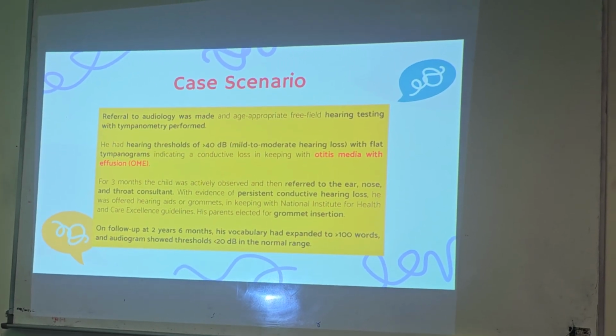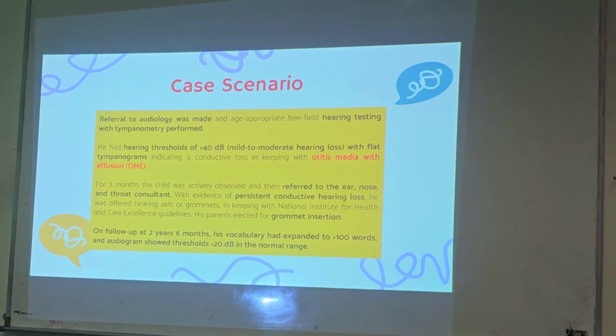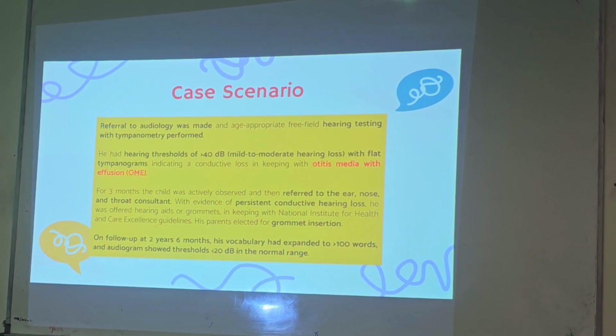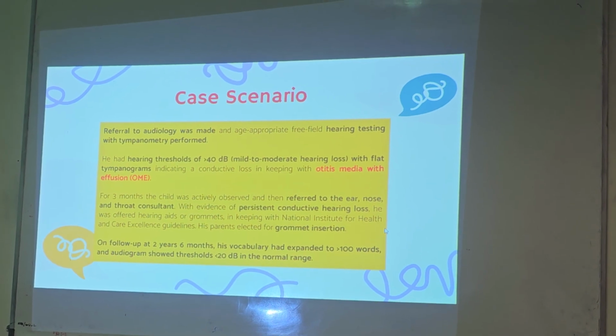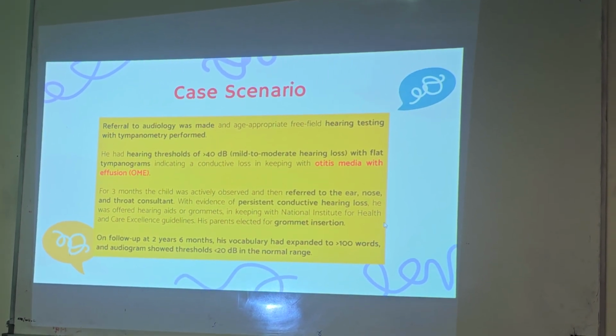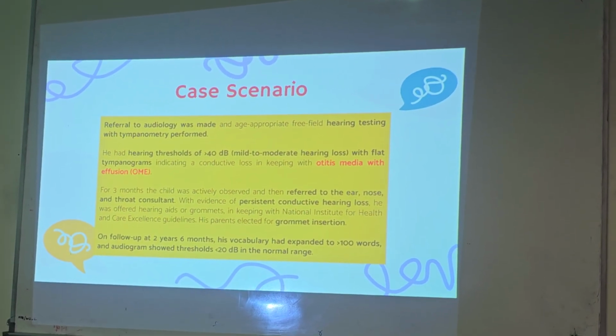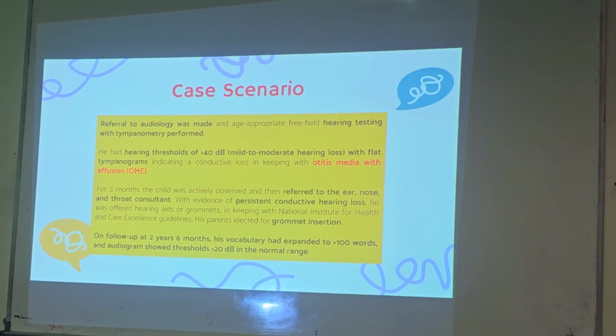So in this case, the child was referred to audiology, and they also did tympanometry. They found that this child has mild to moderate hearing loss with a hearing threshold of more than 40 decibels, and the tympanogram is also flat. So this is indicative of otitis media with effusion.